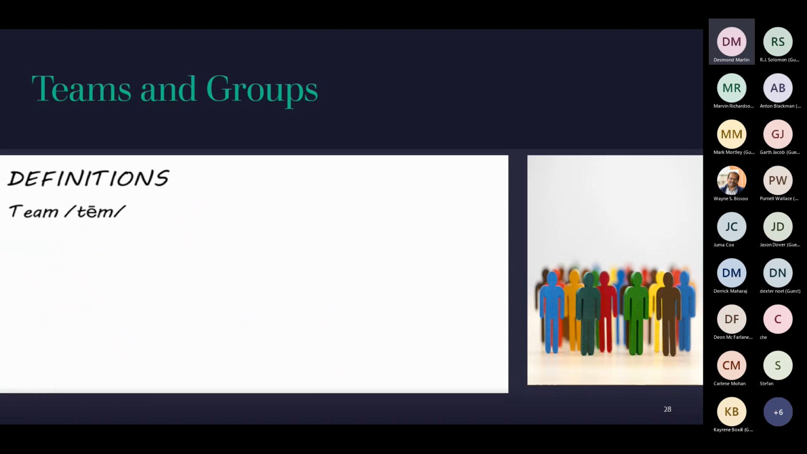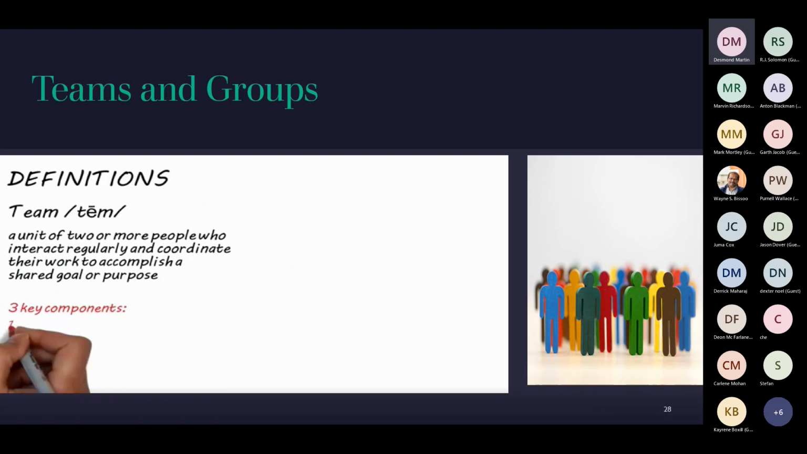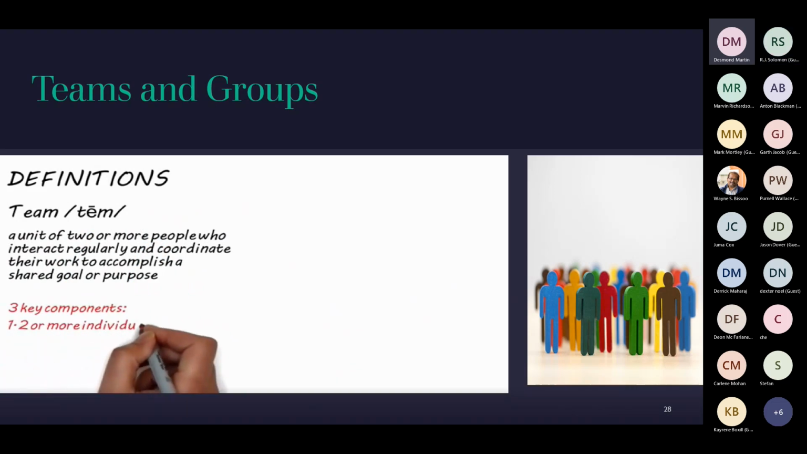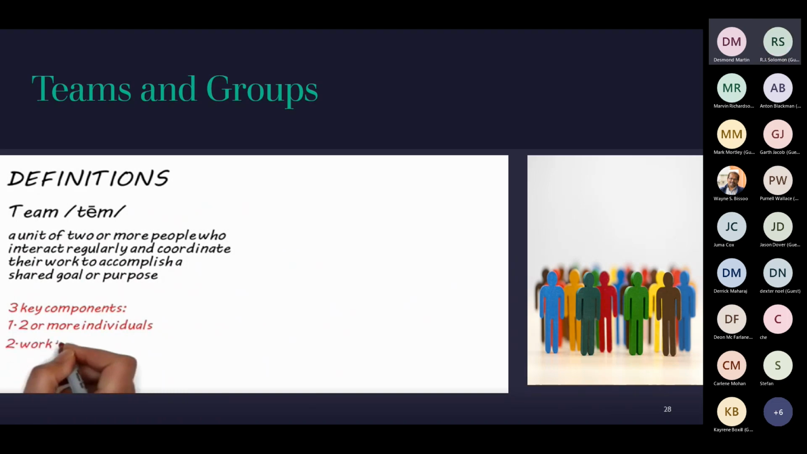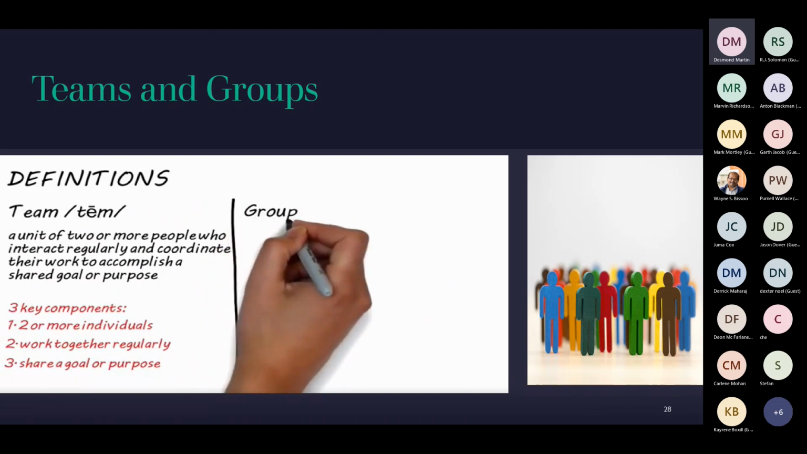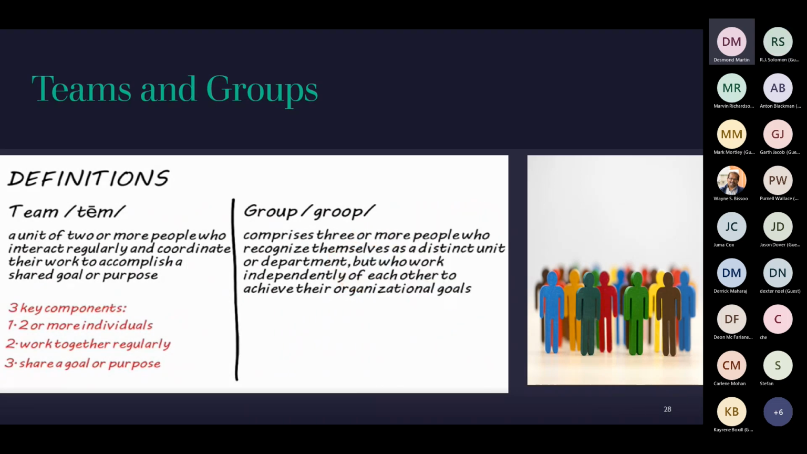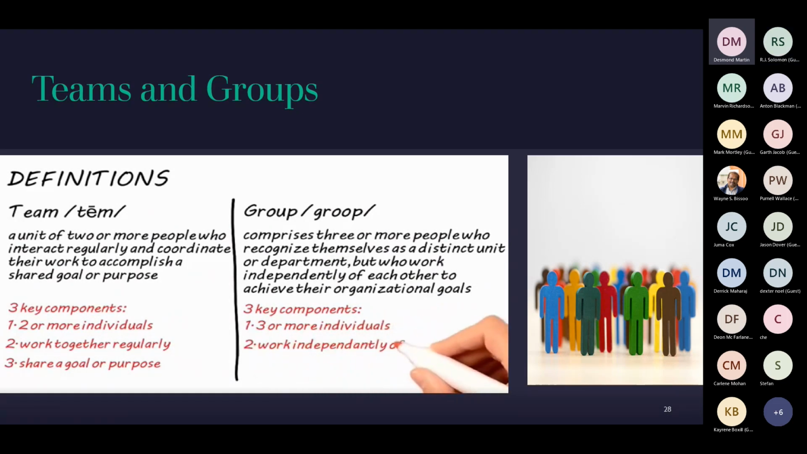A team is a unit of 2 or more people who interact regularly and coordinate their work to accomplish a shared goal or purpose. The 3 key components being that teams are made up of 2 or more individuals. The individuals in teams work together regularly and they share a goal. A group is comprised of 3 or more people who recognize themselves as a distinct unit or department, but who work independently of each other to achieve their organizational goals. Let's note that groups are made up of 3 or more individuals that work independently of one another toward their organization's goals.